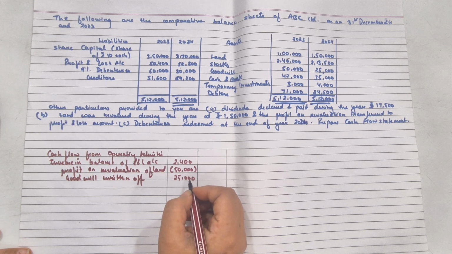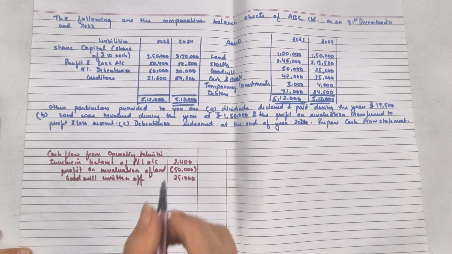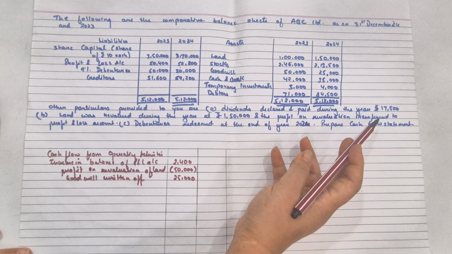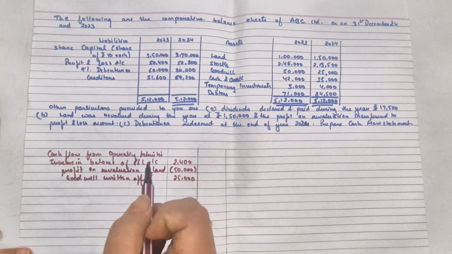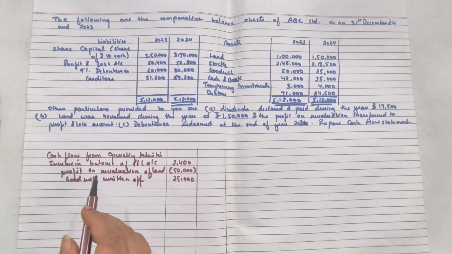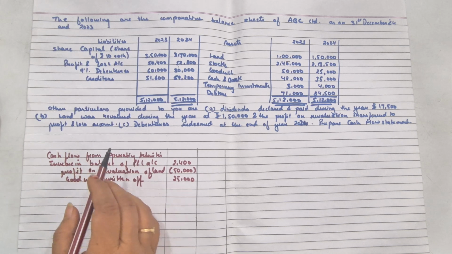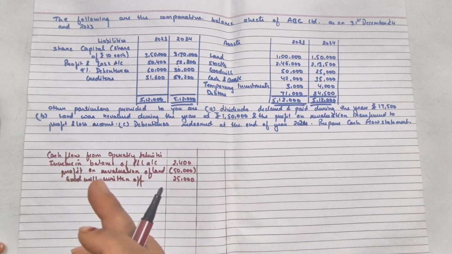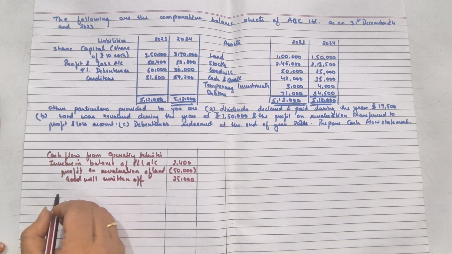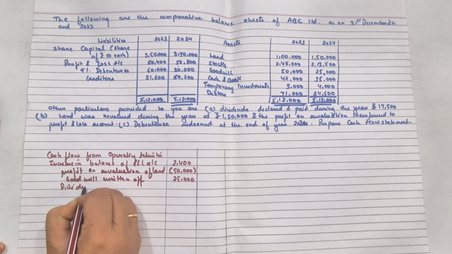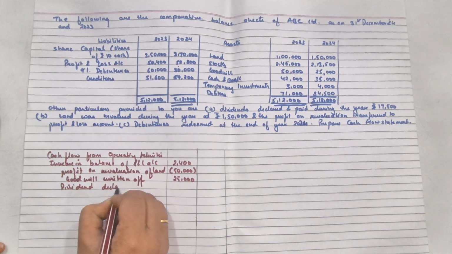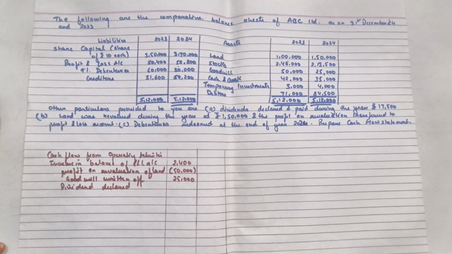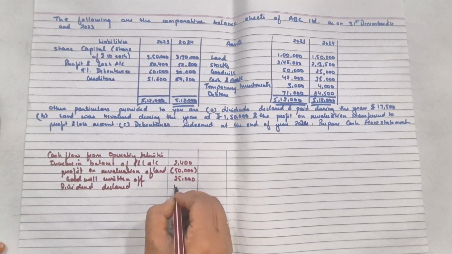Correct? Then there must have been a dividend declared. See, dividend declared and paid during the year, 17,500. Dividend declared is not a profit item, so we will add it back here and deduct it from financing activity, student, because dividend declared is not an operating activity. It should not have come in the profit and loss account. It is in financing activity. So we will be adding back this 17,500.